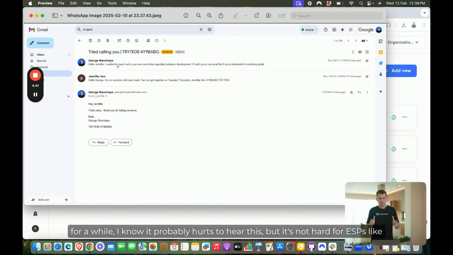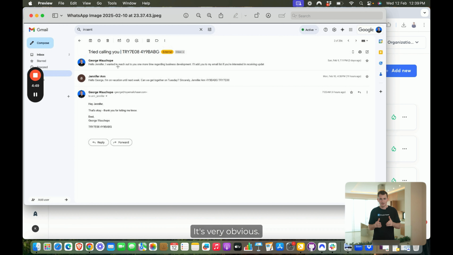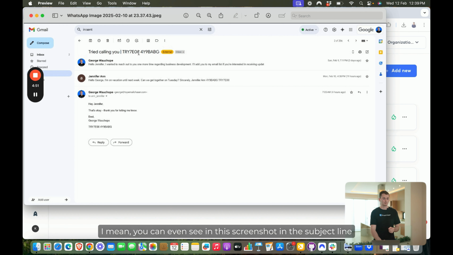Now, for all the people who've been using warm-up for a while, I know it probably hurts to hear this, but it's not hard for ESPs like Gmail and Outlook to detect when your email accounts are part of a warm-up network. It's very obvious. You can even see in the screenshot, in the subject line, there's this random string of numbers and letters.